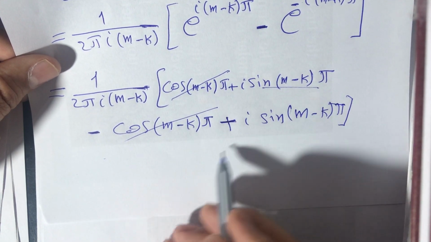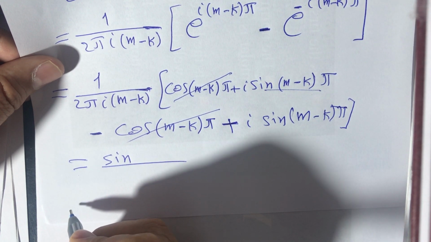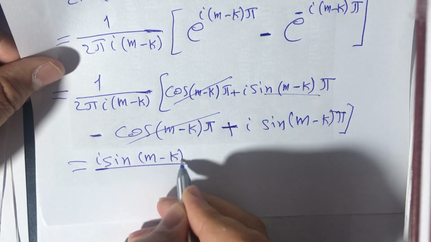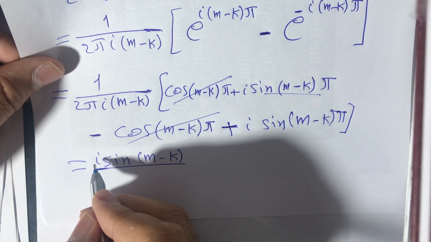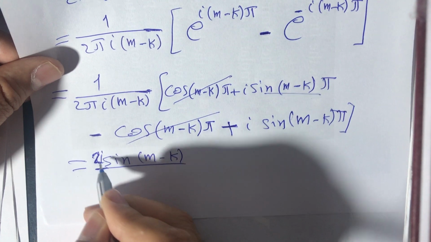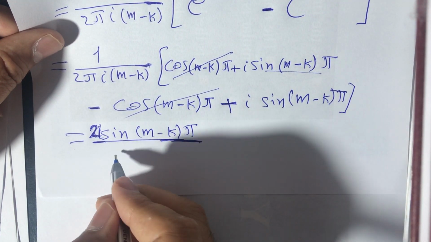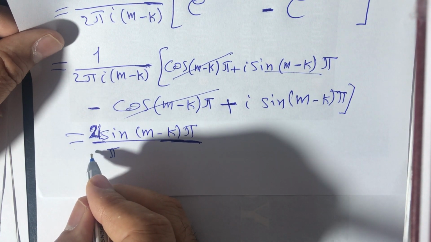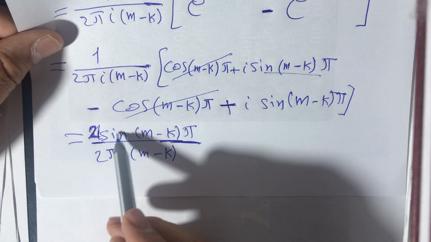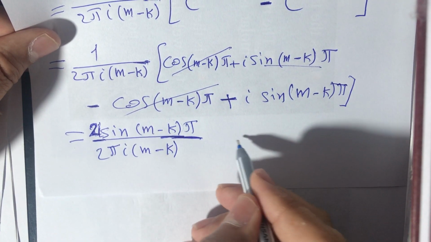We can sum this: it equals 2i sine (m minus k)π over 2π i(m minus k), because here we sum 2i. And sine of (m minus k)π, with m minus k an integer, is always 0, so this will be 0.